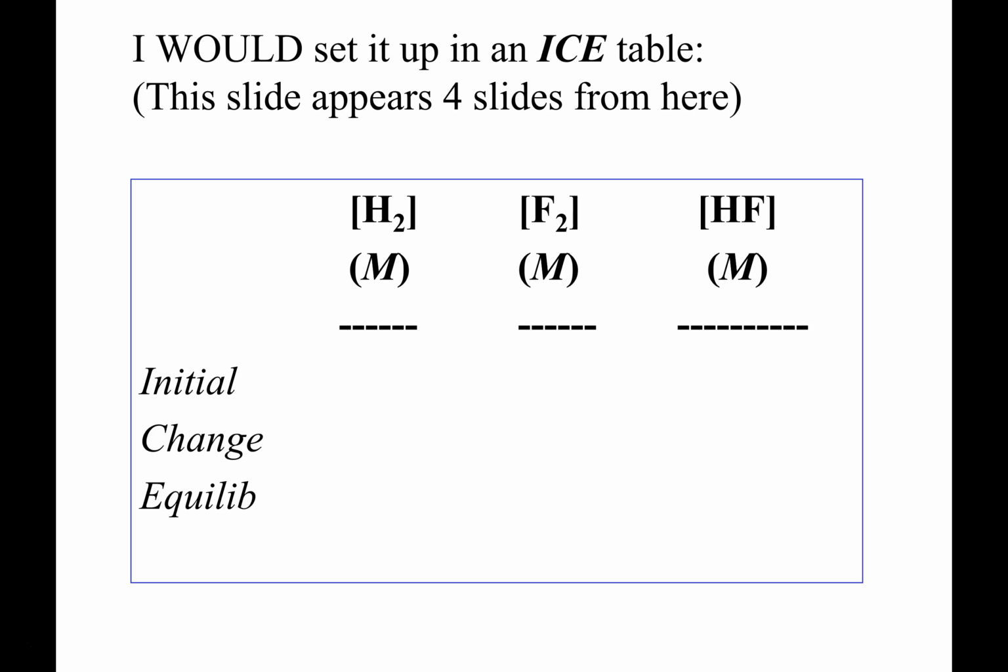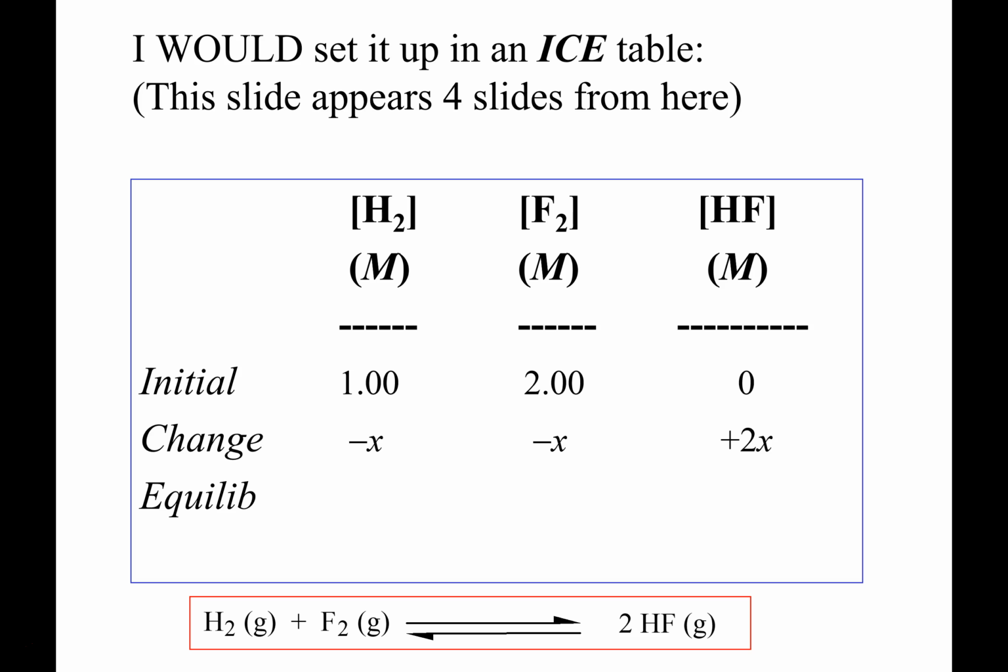My second row is going to be change, and then I can draw a line here. I'm going to take my initial and apply my change to get my equilibrium concentration. On the previous slide, we knocked out the initial molarity of H2 is 1.00, initial molarity of F2 2.00, initial molarity of HF, you told me nothing. Now, this is where we need to use the stoichiometry of the equilibrium to come up with the change in terms of some value x.